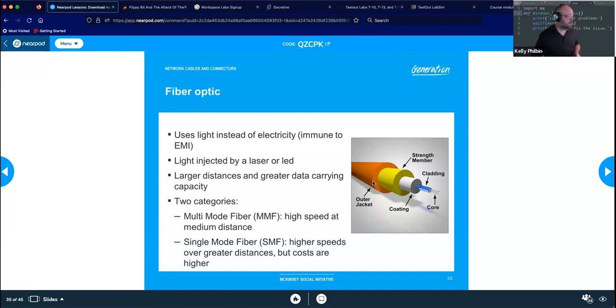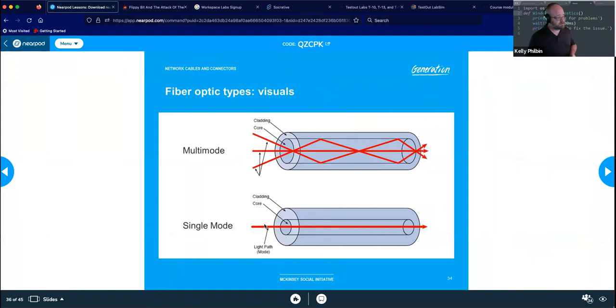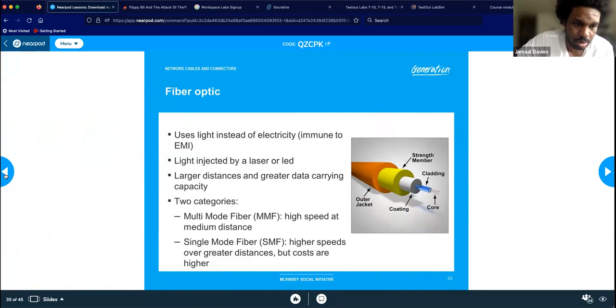I believe we have a visual to kind of show you how they work. Here we go. So single mode versus multi-mode. Right here is kind of what it looks like.